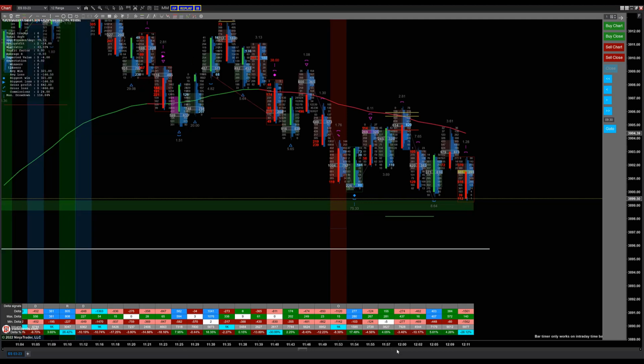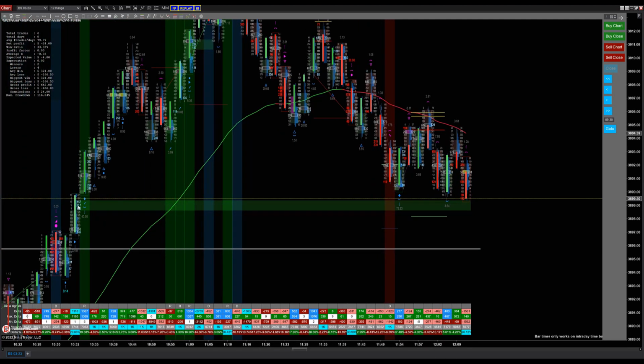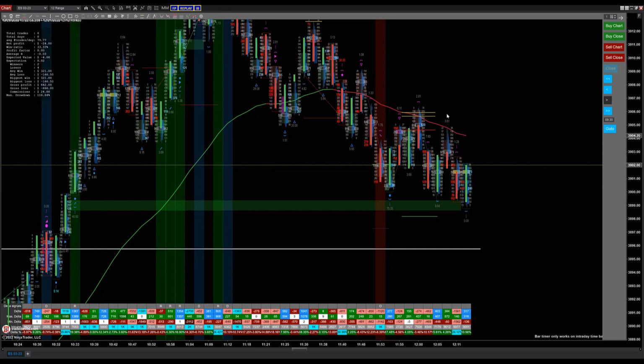Now here, this is an advantage that you might not get if you don't have a footprint chart. Where's that last stacked imbalance? Let's see what the next bar does. Right down to it.